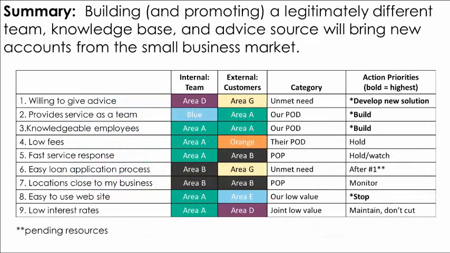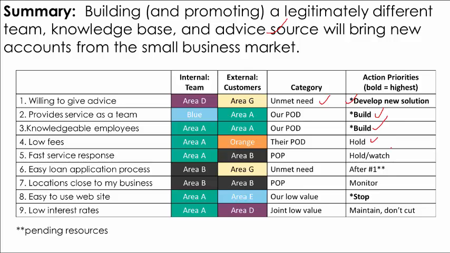So, summary: building and promoting a legitimately different team, a knowledge base, and an advice source will bring new accounts. Right? We're finding these are the key drivers that are important to small businesses. To the extent we can deliver these factors in a unique way with resources and capabilities our competitors can't match, there is a strong possibility of building on that competitive advantage. So, willing to give advice is an unmet need, and if we can develop a new solution here, it could be a big win, because it's number one. Right? Building and defending our current advantages in team and knowledgeable employees could be a very important part of the way we go forward or continue to go forward.